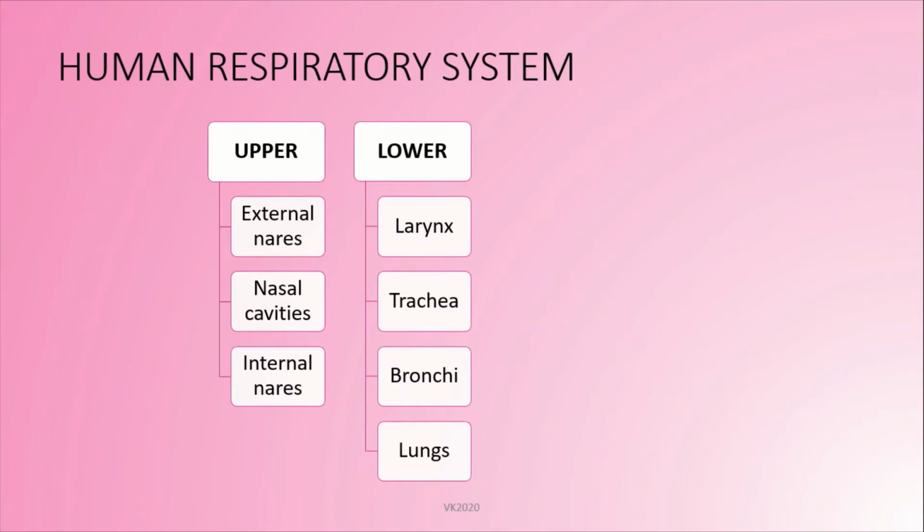A human respiratory system is divided into two parts, the upper respiratory system and the lower respiratory system. The upper respiratory system is essentially formed of your nose, which consists of external nares, nasal cavities, the internal nares, and the lower respiratory system consists of your larynx, which is also your voice box, your trachea, your bronchi, which branch in, and your two whole sacs of lungs.